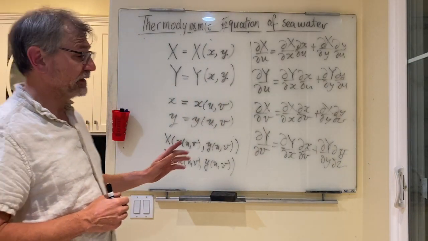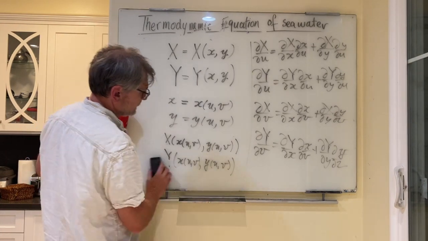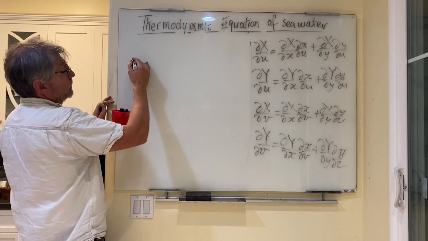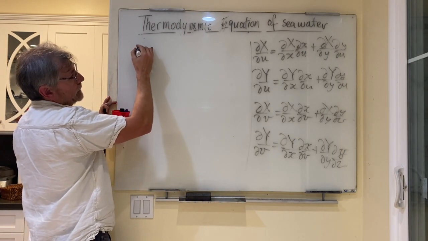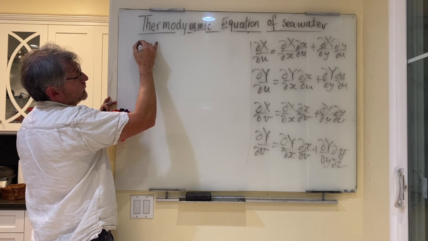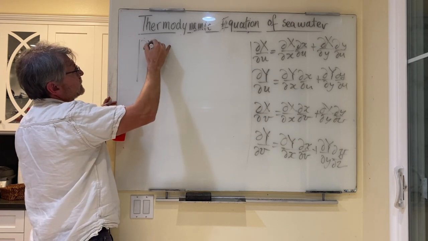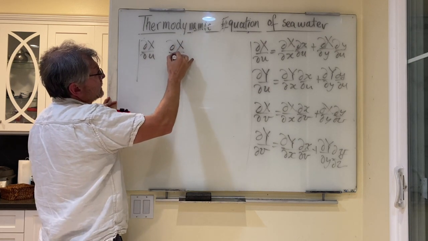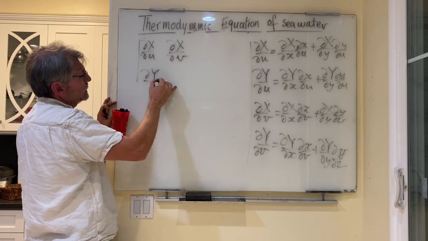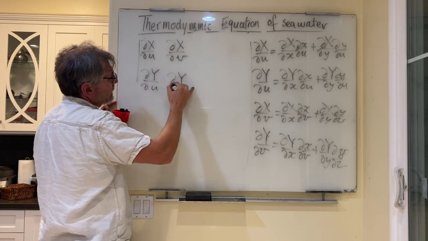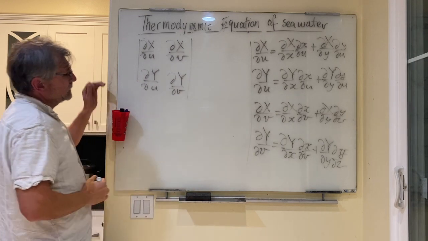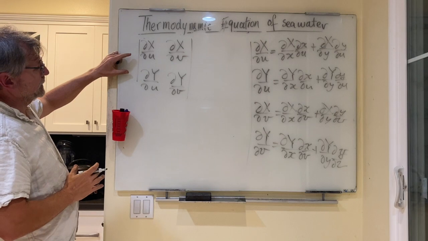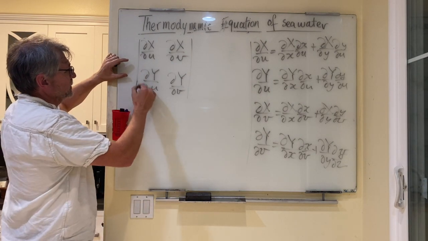And if I organize them into the Jacobian matrix, what I get is the following. I get the Jacobian, which is dX/du, dX/dv, dY/du, dY/dv. And if I take the determinant of that, no, I don't want to take the determinant yet. I just want to do this matrix, that Jacobian matrix.